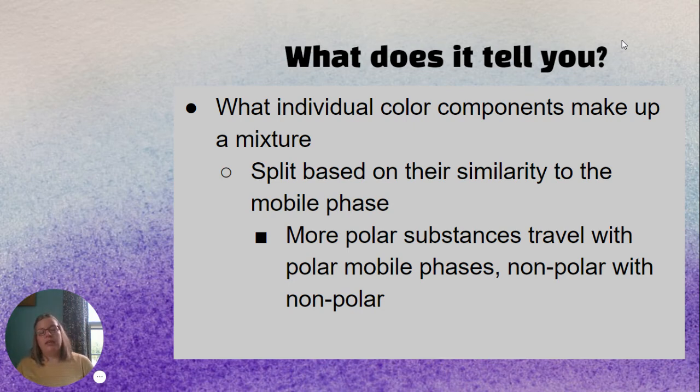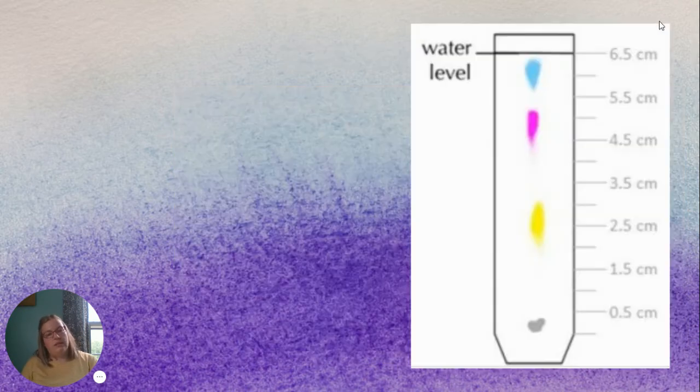If you have a very polar solvent, the most polar components will travel the farthest with it, and the least polar components are going to stay down towards the starting point. If you have a nonpolar solvent, the nonpolar solvent is going to pull the most nonpolar components with it, and then the polar stuff is going to stay at the bottom. It depends on what substances you have for your solvents, but just remember that the longer it stretches up, the more similar it is to that solvent.